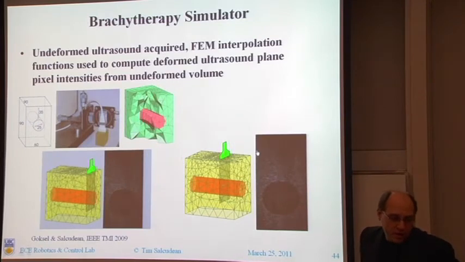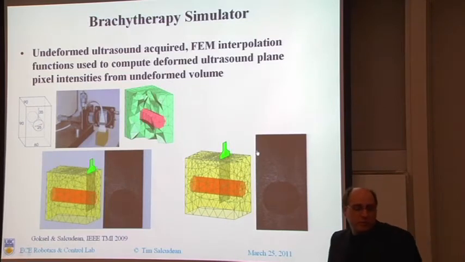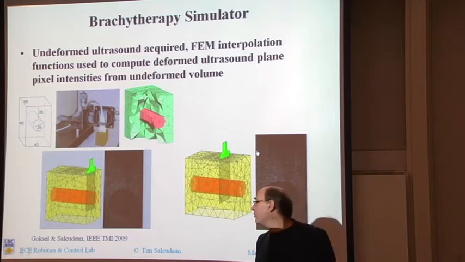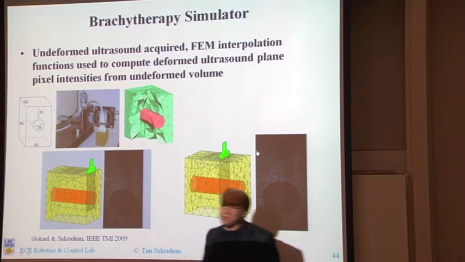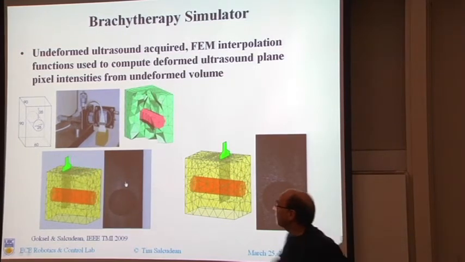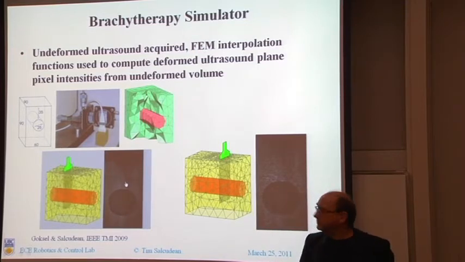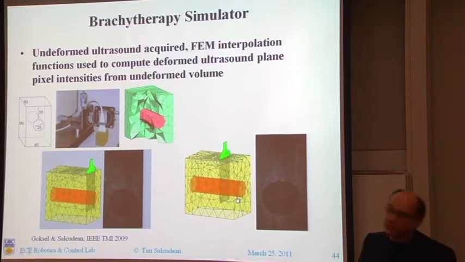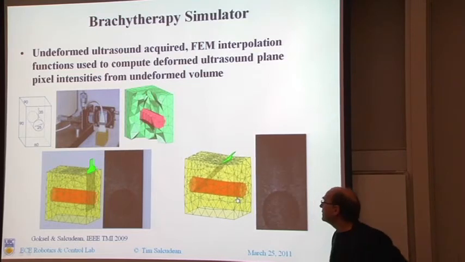Okay. So the first step in the process is that we take an ultrasound volume, which is acquired with your sample and prostate in the undeformed case. Okay. So here's the ultrasound image of a sample that you may acquire while the sample is in the undeformed case. Okay, then you use finite element interpolation functions to compute the deformed ultrasound images of the same thing.